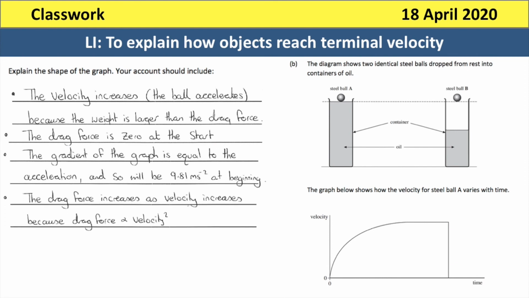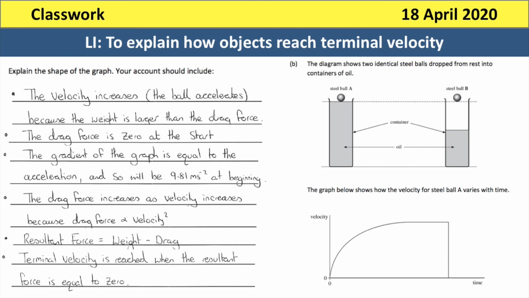The drag force increases, obviously because it's falling through oil, and so as the velocity increases, the drag force does, because drag is proportional to velocity squared. The resultant force is going to be the weight minus the drag force. And then the final mark is saying that we reach terminal velocity when the resultant force is equal to 0, because the weight is equal to the drag force.